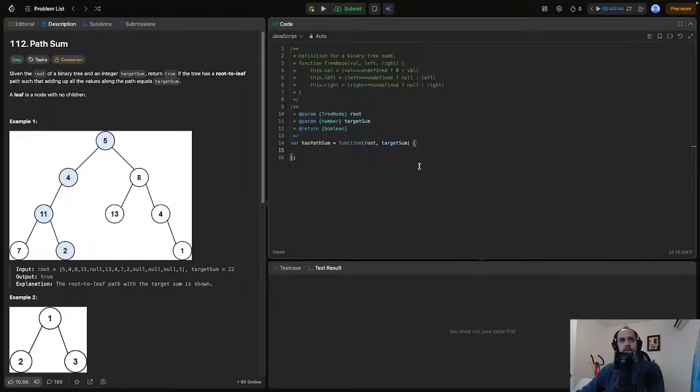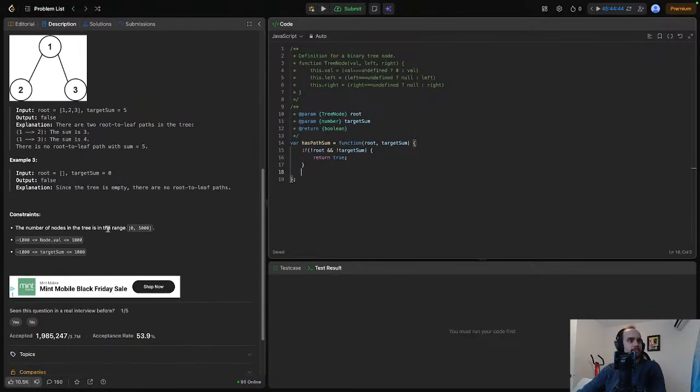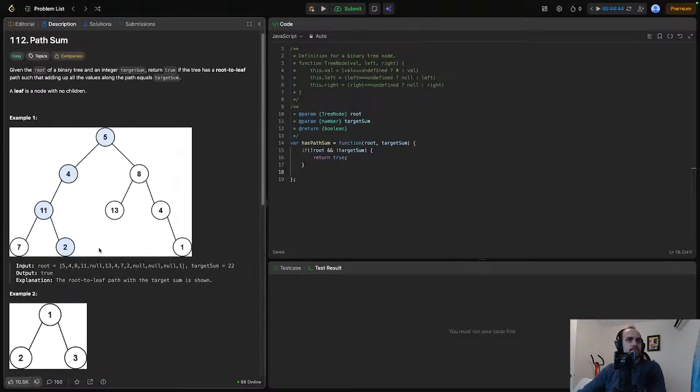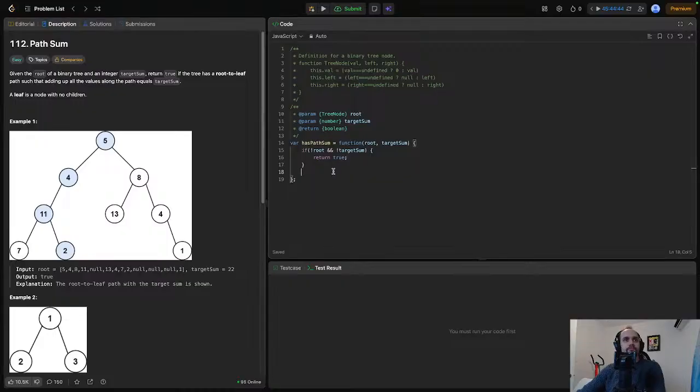I feel like we're going to have if not root and not target sum, return true. And my idea here is basically as we go deeper and deeper into the tree, we're going to subtract from target sum. Are all the values positive? Okay, the node values can be negative, and so can the target sum. So we don't have to think about that. So basically, if we hit a leaf, and we are at 0, then we return true.